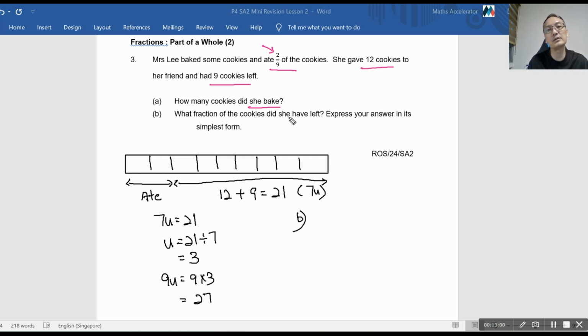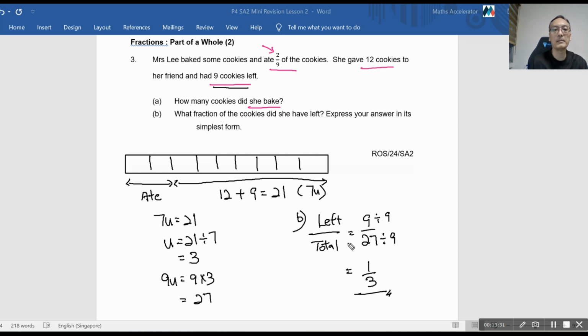What fraction of the cookies did she have left? Right. We know that she's left with 9 cookies. So we're looking for a fraction that is left over the total. So 9 cookies left over a total of 27. So from here, top and bottom, we divide by 9, and we will arrive at 1 over 3. So that's our answer in part B. Okay, part A, we arrive at 27. So let's write here, this is part A, and this is part B.